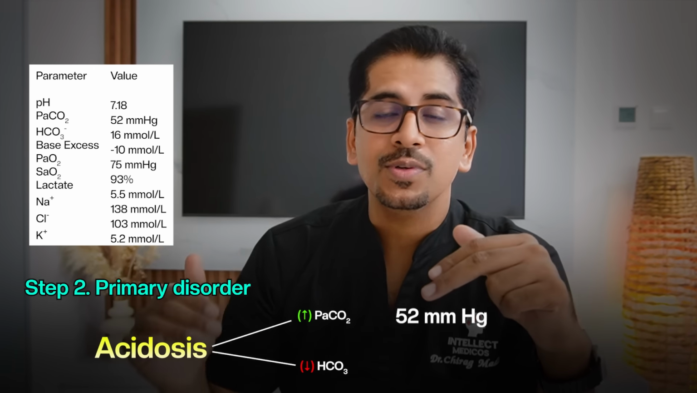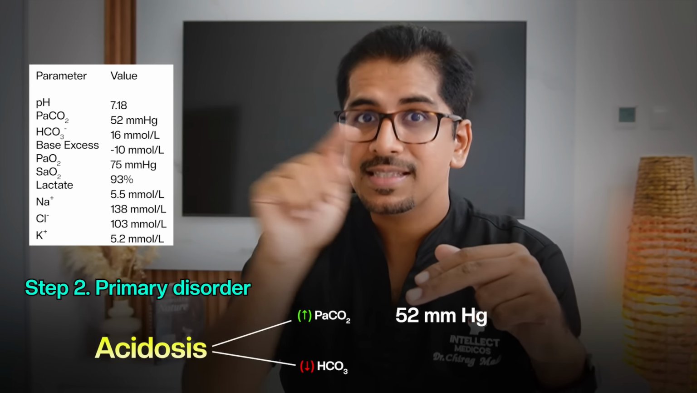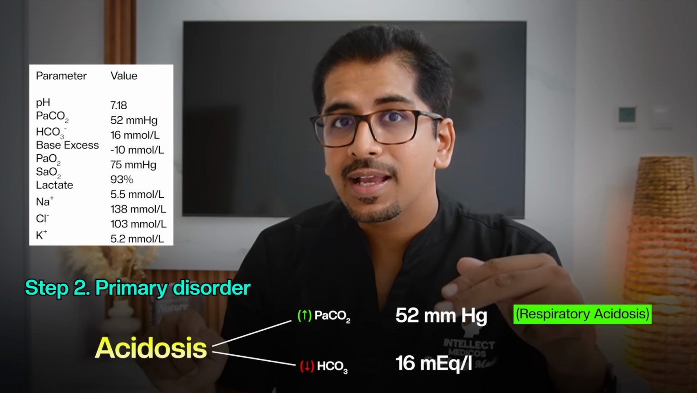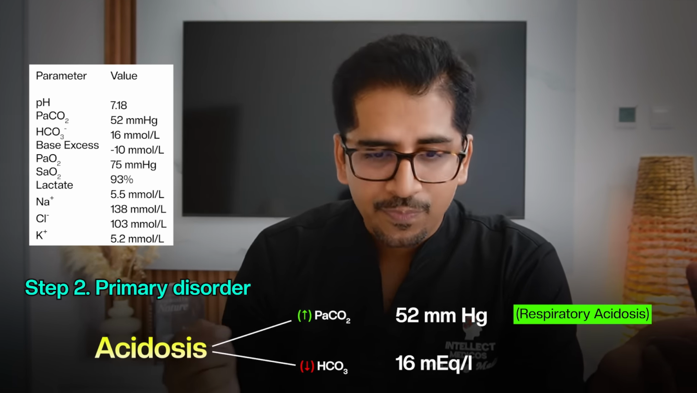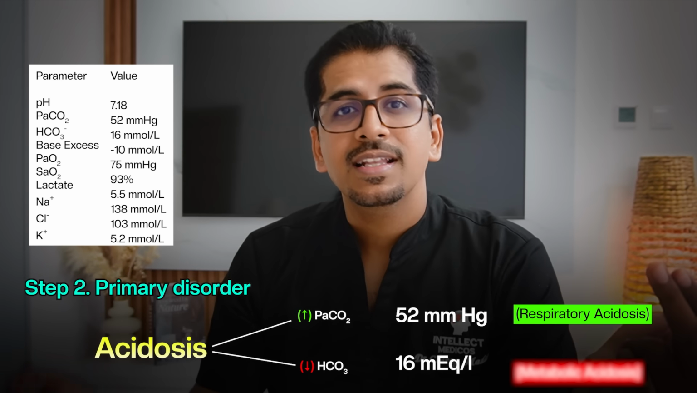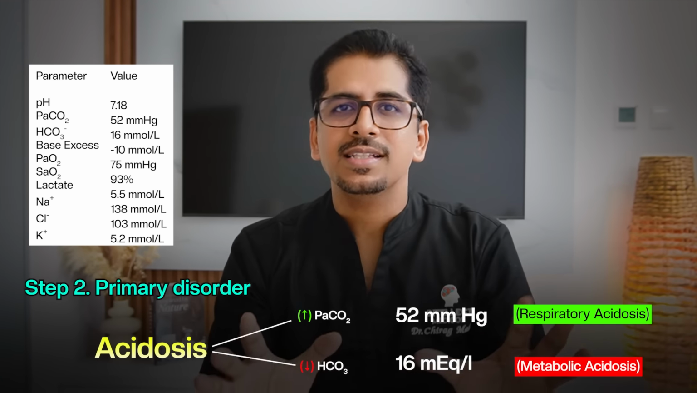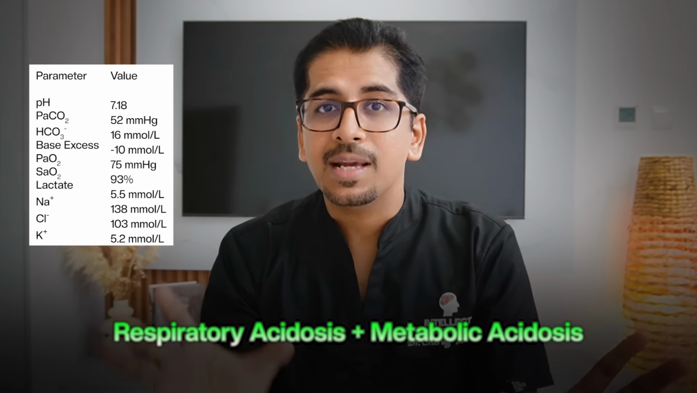The PaCO2 is 52, high, hence yes, respiratory acidosis is possible. If you see the bicarb, that is also very low. It is 16, hence there is a metabolic acidosis also. So this patient has respiratory and metabolic acidosis.